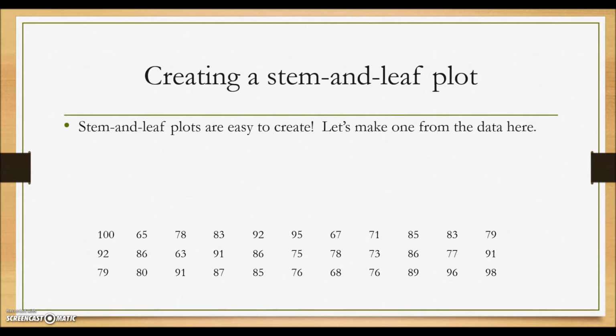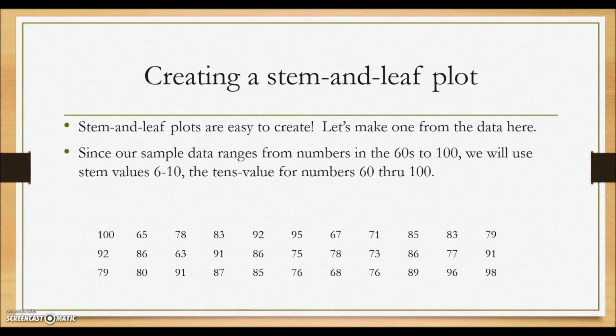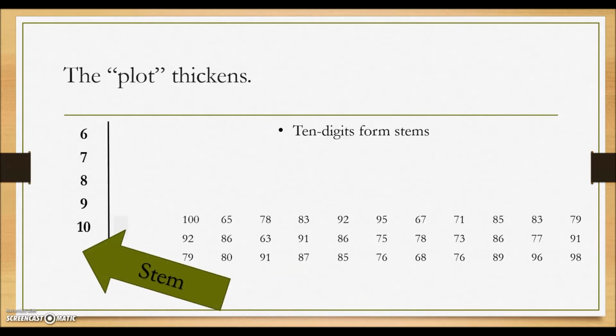So let's create a stem and leaf plot from the data that's shown here. Since our sample data ranges from numbers in the 60s to 100, we will use stem values of 6 to 10, the tens value for the numbers 60 through 100. These numbers 6 through 10 then will form the stems on our stem plot.